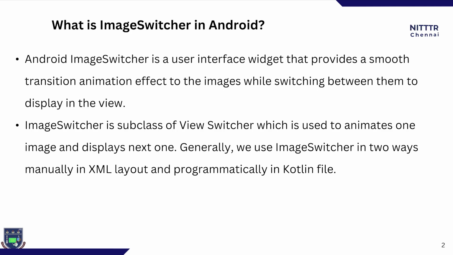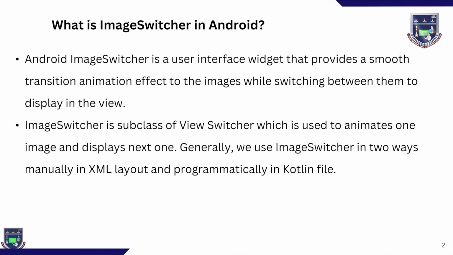ImageSwitcher is a specialized user interface widget designed to switch between images seamlessly and provide smooth transition effects. It enhances the visual appeal of applications by animating the change between images instead of simply replacing them. Technically, ImageSwitcher is a subclass of ViewSwitcher, and it works by holding two ImageView objects and animating between them whenever a new image is set.